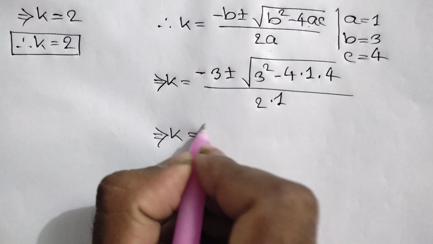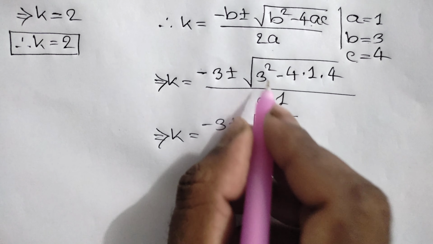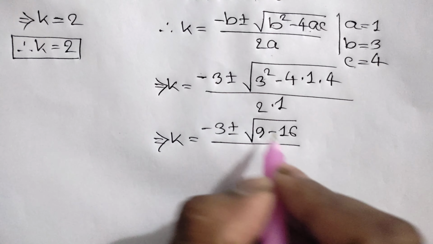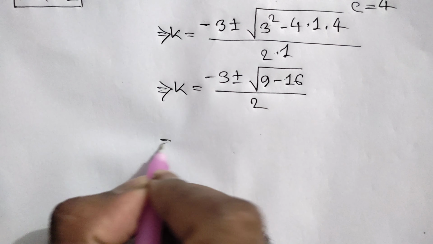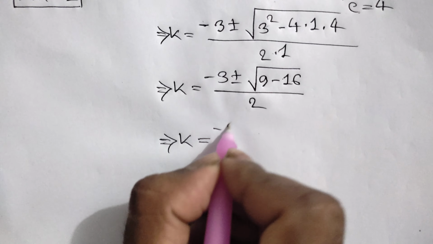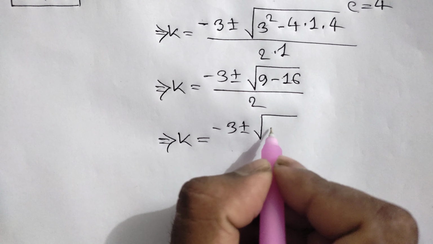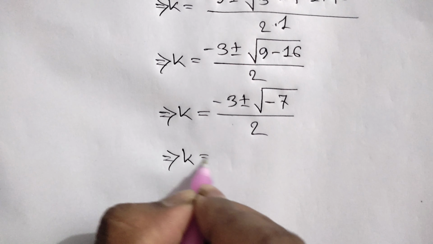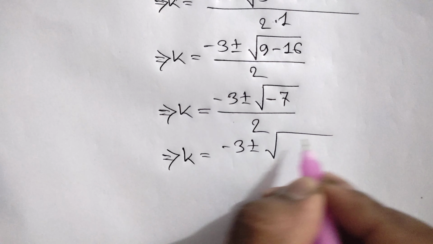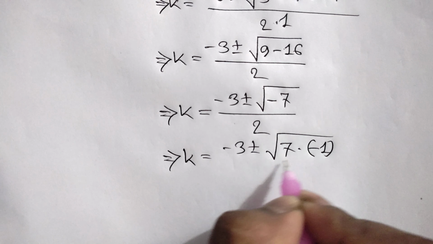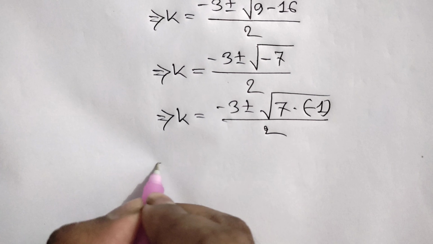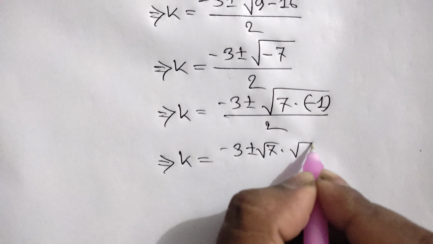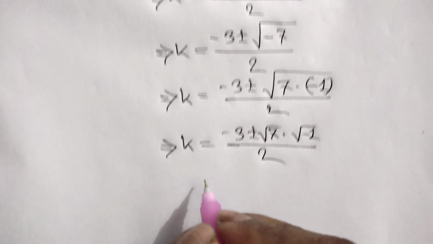Or k is equal to minus 3 plus or minus square root of 3 square, that means 9, minus 4 times 1 times 4 is 16, over 2 times 1 is 2. So k is equal to minus 3 plus or minus square root of 9 minus 16 is negative 7, over 2. Or k is equal to minus 3 plus or minus, now we can write here square root of 7 times negative 1, over 2. Or k is equal to minus 3 plus or minus square root of 7 times square root of negative 1, over 2.